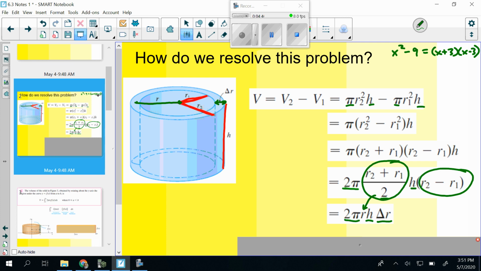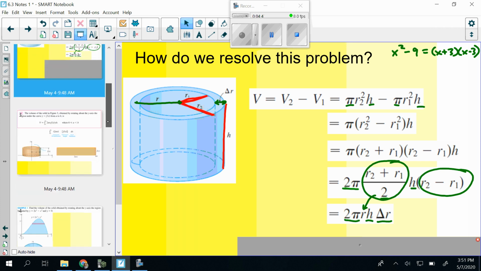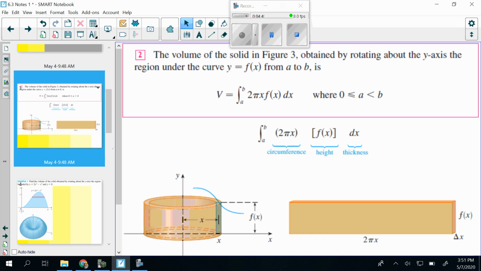So what we're going to do now is take that and find the integral of it. And why this is going to work is you can think of this cylinder: if we were to take a scissor and cut right along here somewhere and open this up and lay it flat, you would get this rectangular shape over here that has a little bit of width to it.